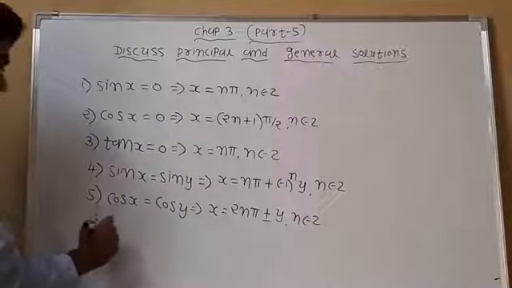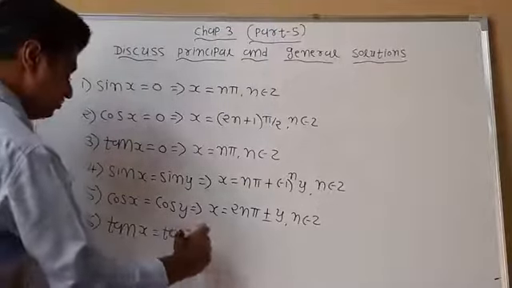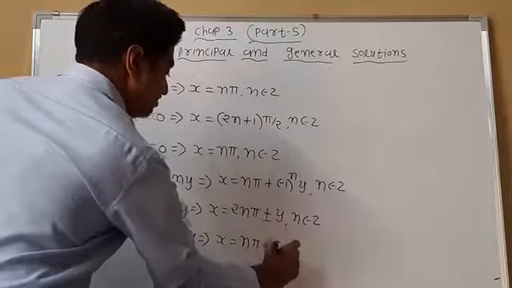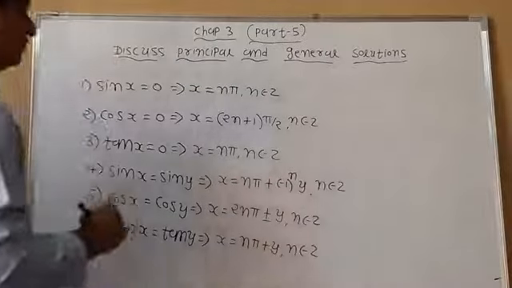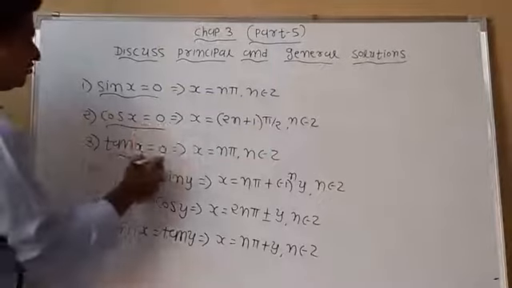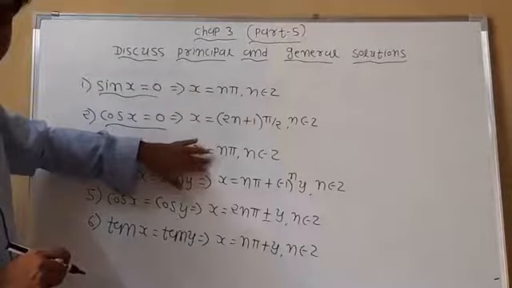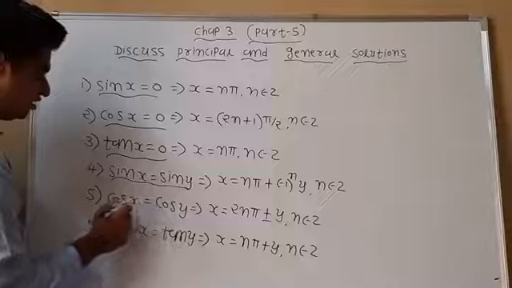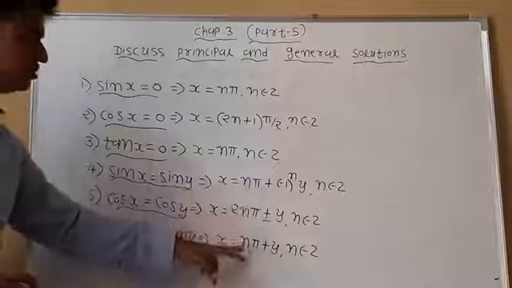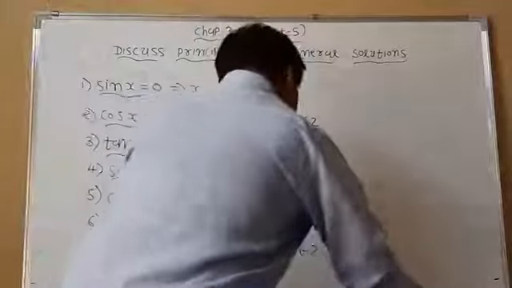Sixth one: tan x is equal to tan y implies x is equal to n pi plus y, n belongs to Z. In our question, if the sin x is equal to 0, cos x is equal to 0, tan x is equal to 0 forms are present, then we use these results, and if sin x is equal to sin y, cos x is equal to cos y, tan x is equal to tan y forms are present, we use these results. Now let us discuss some examples.